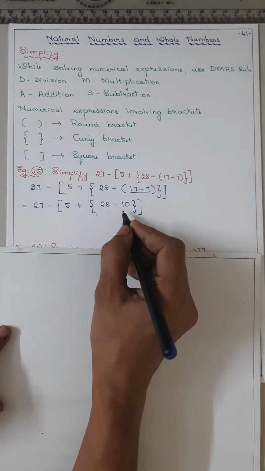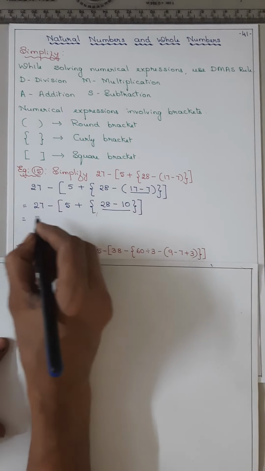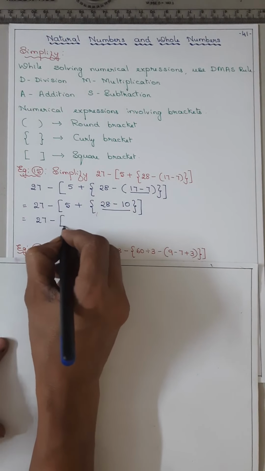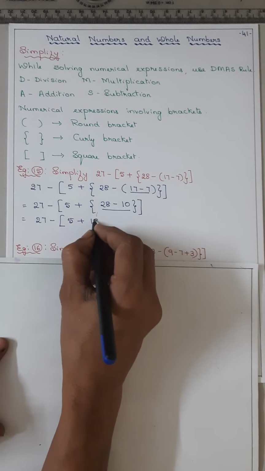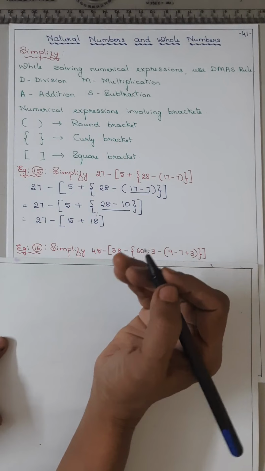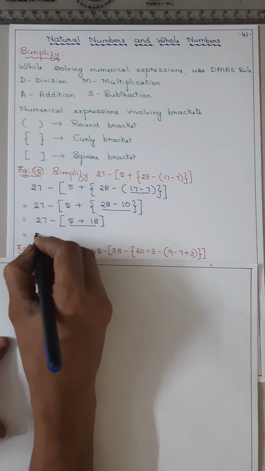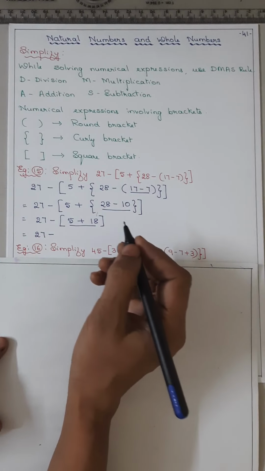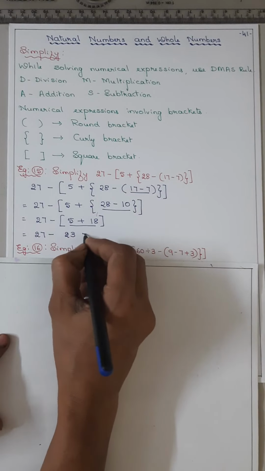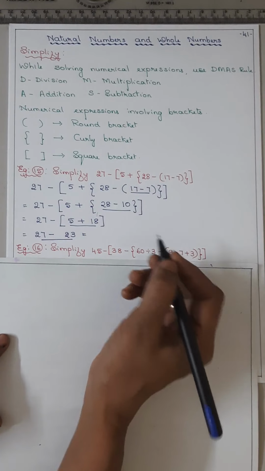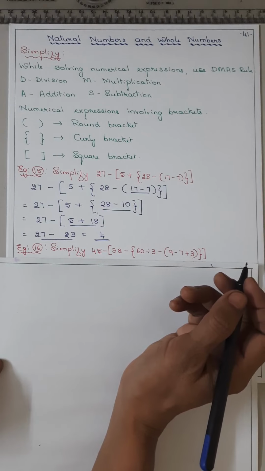Now next comes the curly bracket. So underline this. We have to solve this. So it is 27 minus 5 plus 28 minus 10 is 18. Now the curly bracket is gone. Now the square bracket. Underline this. It is 27 minus 8 plus 5 is 13. 1 plus 1 is 2. So 27 minus 23 is how much? Answer is 4. Hope you understood.